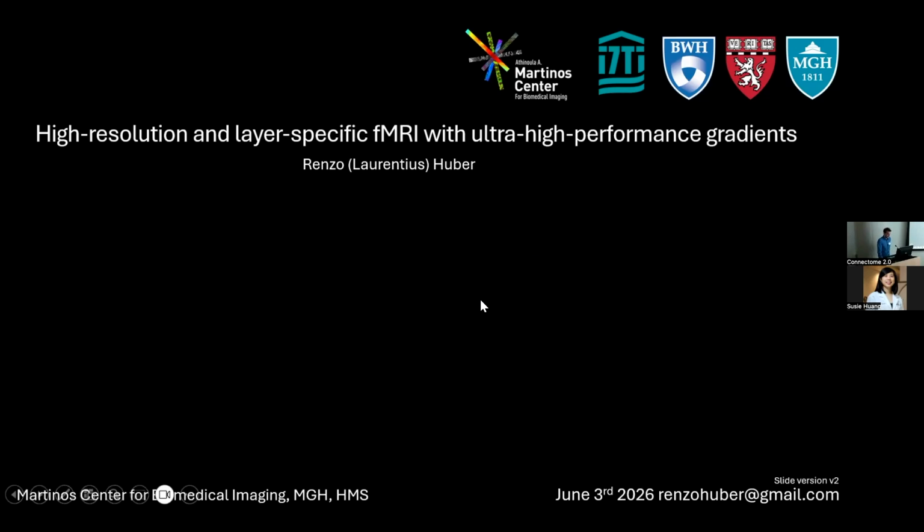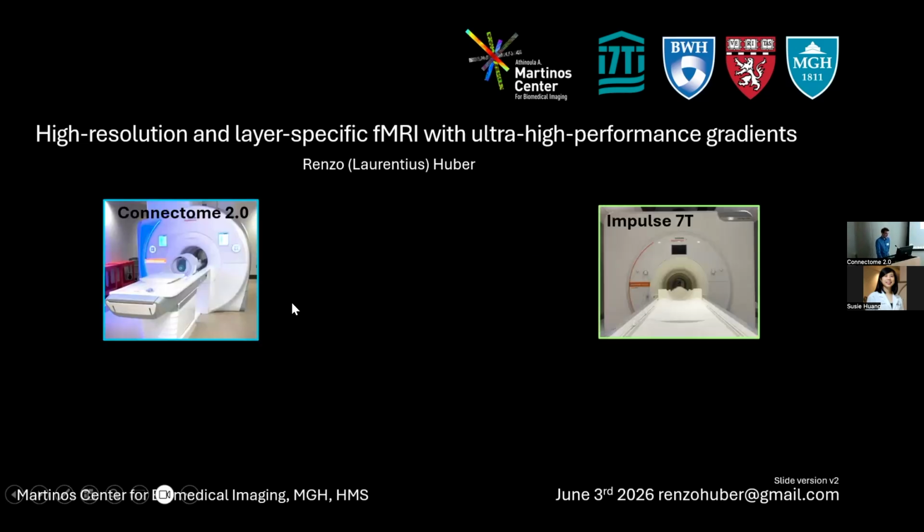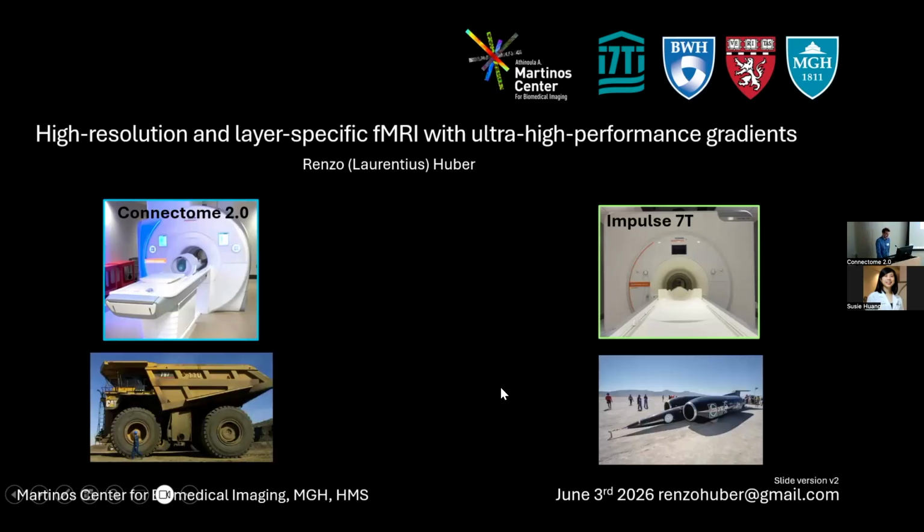I'm excited to talk about ultra-high performance gradients, specifically the Connectome and the Impulse. And from the fMRI perspective, those are quite different, very high performance machines. They're high performance, no less, but they're quite different. And today I would like to show you how maybe fMRI folks see them differently than the diffusion folks.